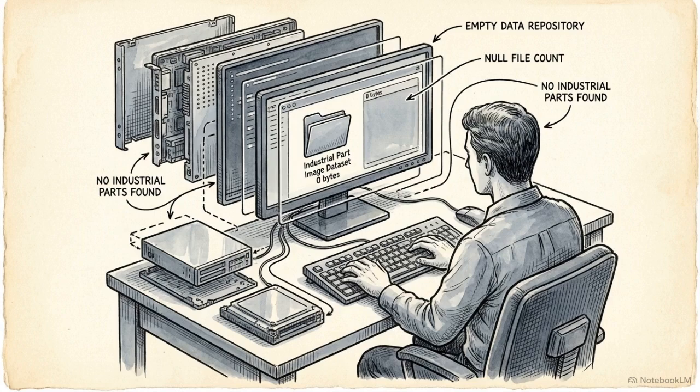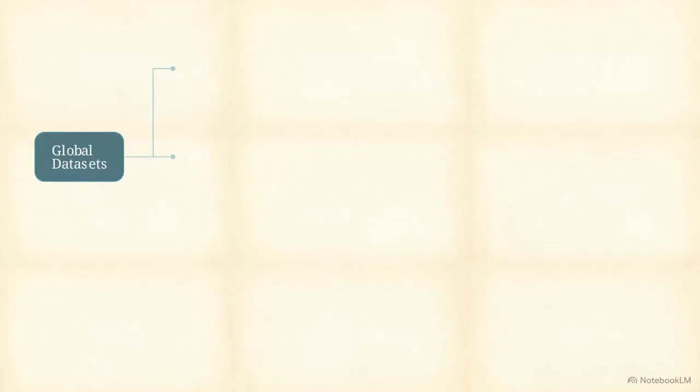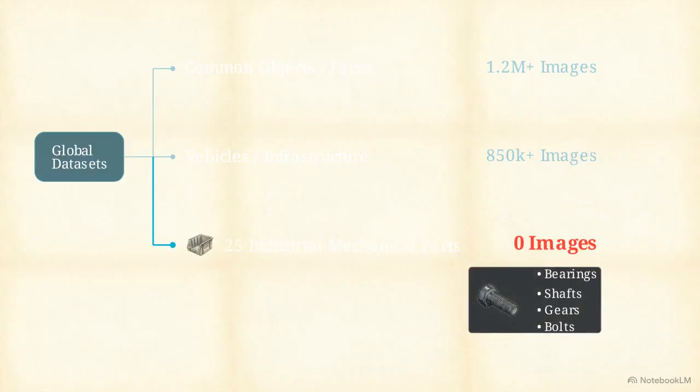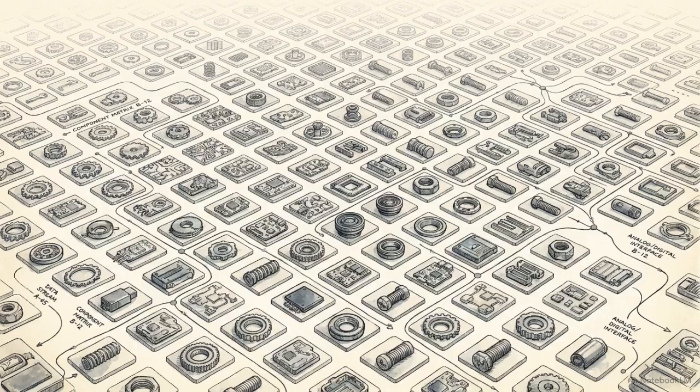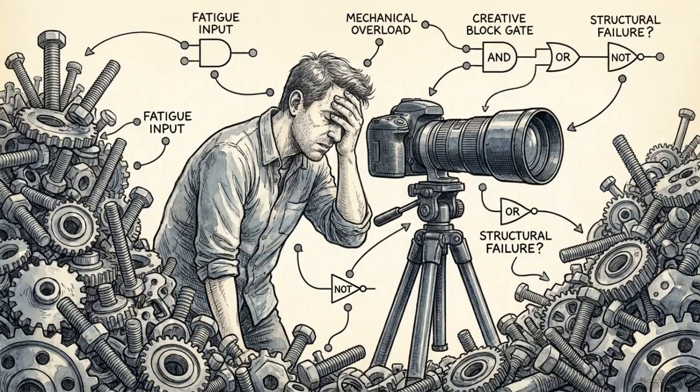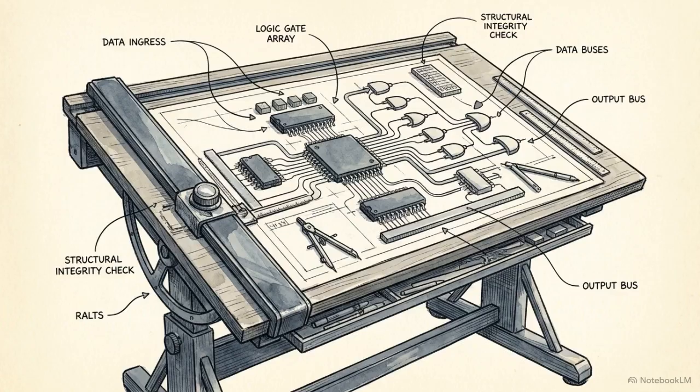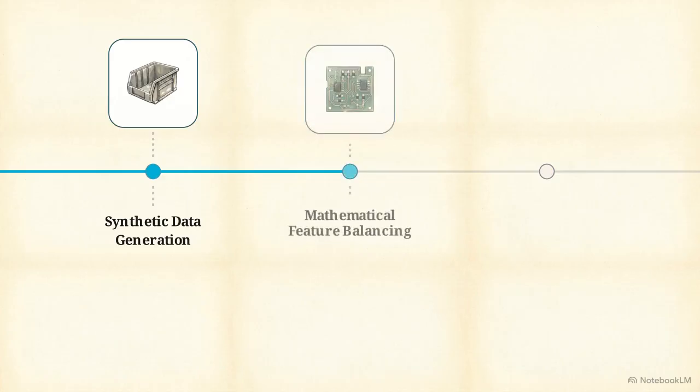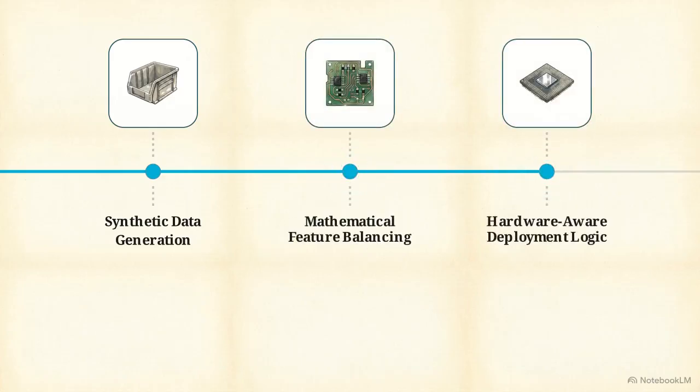While these results prove that edge-deployed precision is achievable, reaching this stage requires overcoming a massive foundational data hurdle. This is the cold start problem. There are no comprehensive, publicly available datasets for these 25 specific industrial parts. Training a robust machine learning model requires tens of thousands of varied images. Relying on manual photography to capture every possible orientation and overlapping state is logistically and financially unviable. The entire system must be architected from scratch. This requires a strict engineering pipeline, synthesizing data, mathematically balancing features, and designing hardware-aware deployment logic.